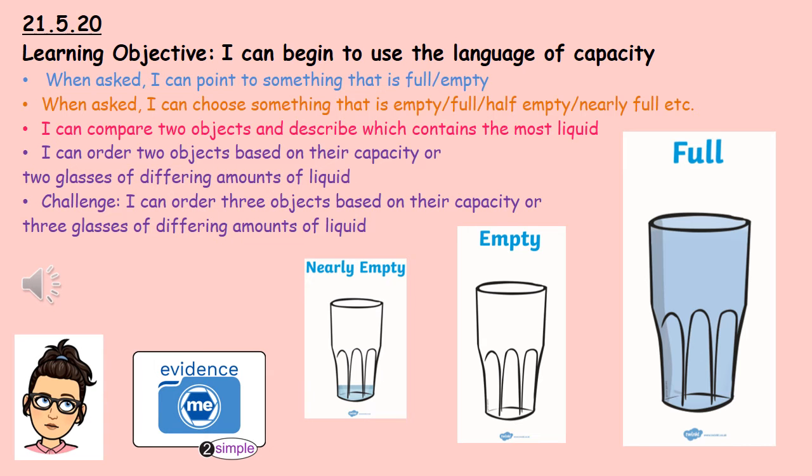So the same as yesterday, we are thinking about using the language of capacity. So can you point to something that is full or empty when asked? Can you choose something that is empty, full, half empty, nearly full, so forth? When asked, can you compare two cups and describe, or an object and describe, which contains the most liquid? Can you compare two cups and order them based on the amount that they have in them? Can you order three cups based on the amount of liquid they have in them? Or maybe can you order three objects which can carry different amounts of liquid?